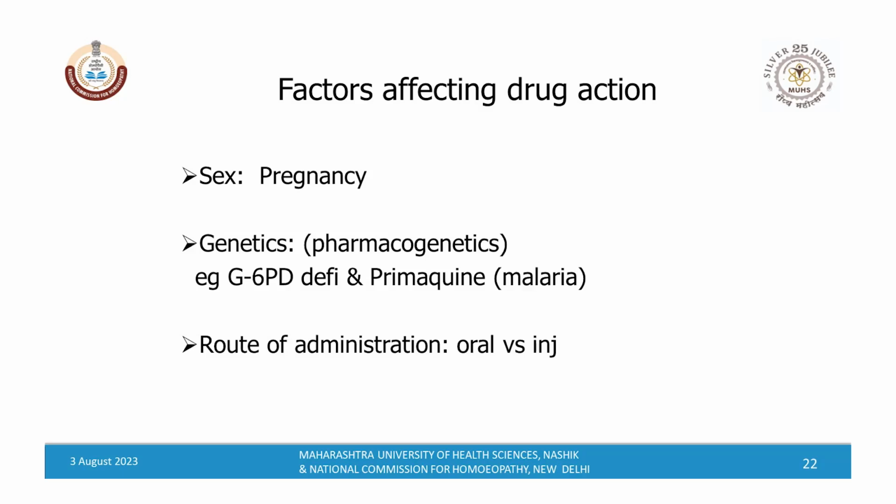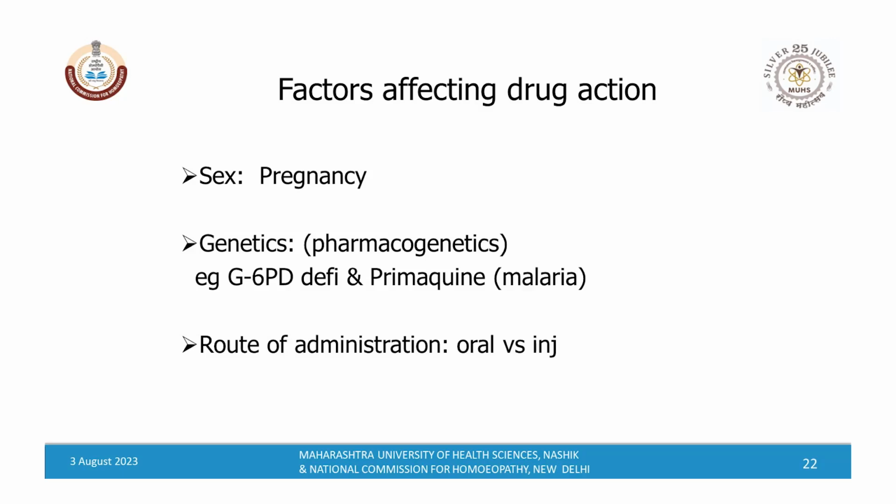In fact, there is a separate branch called pharmacogenetics, and this branch deals with the effect of genes on drug action. Let's take one example. Some individuals are deficient in producing a certain enzyme. One such enzyme is G6PD. There is a drug called primaquine, which is used in the treatment of malaria. Suppose the patient is deficient in the enzyme G6PD and that patient receives primaquine, then there would be bleeding in such an individual, which could be fatal.